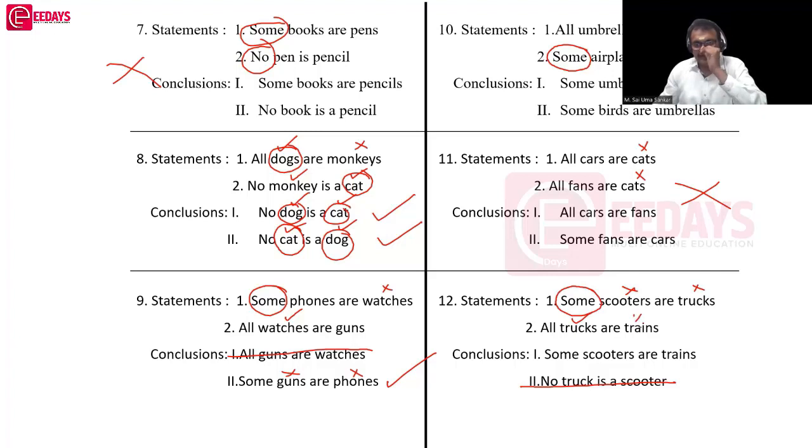Yes. What is the middle term? Trucks is distributed. Next, trucks is not in the conclusion. These two terms are not distributed. So, some scooters are trains is a valid conclusion. Right? Go to the next one.